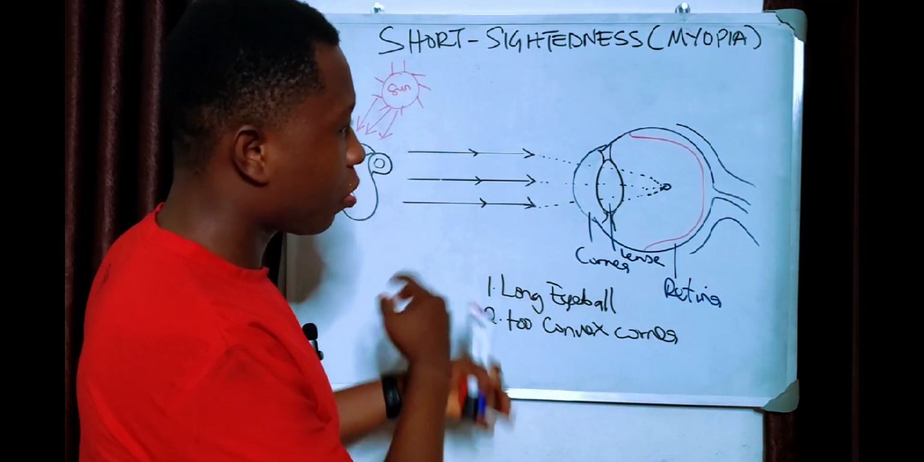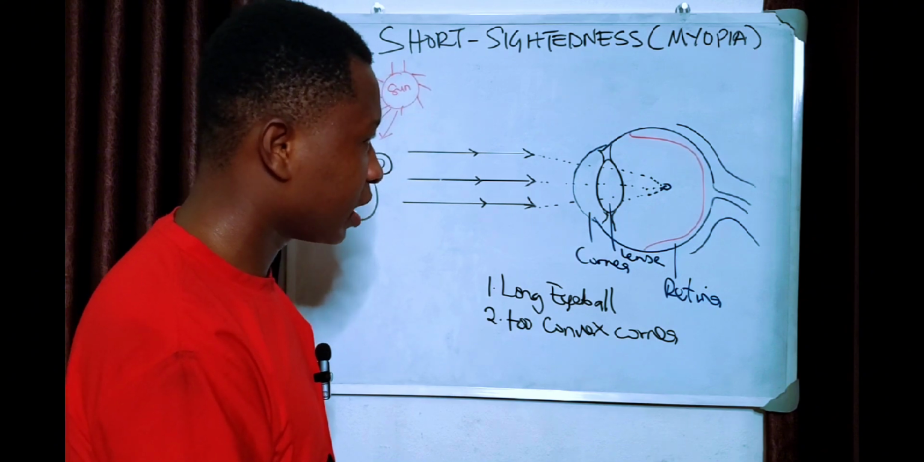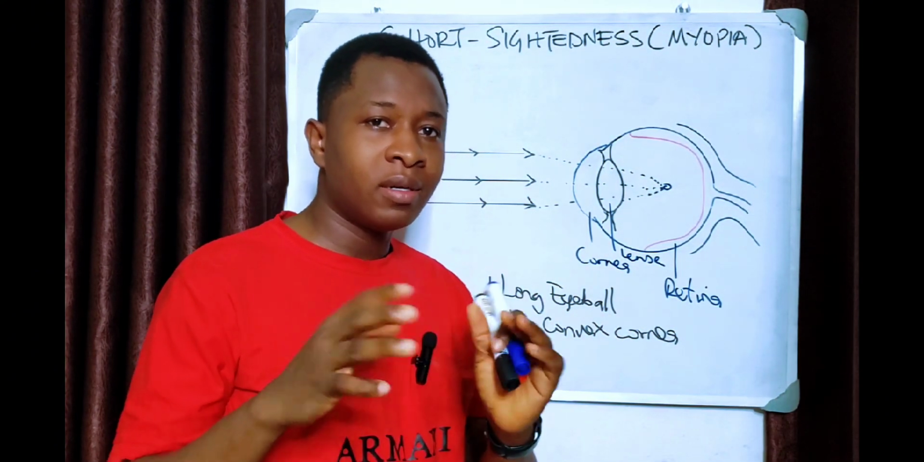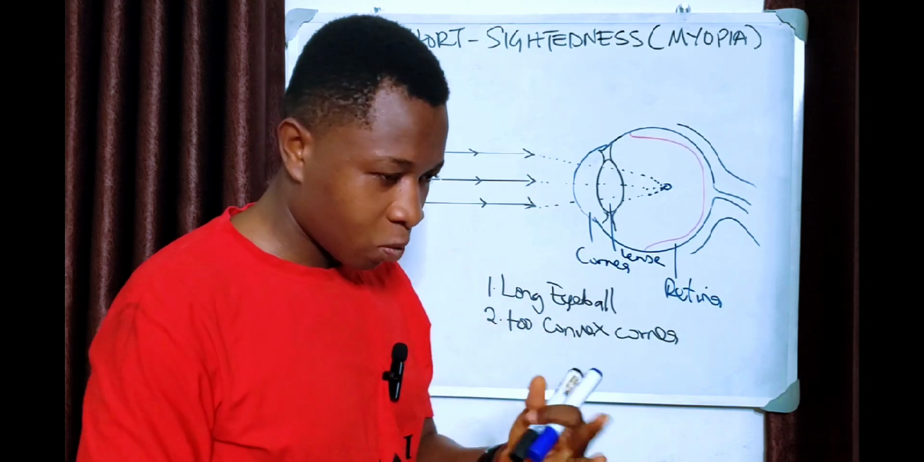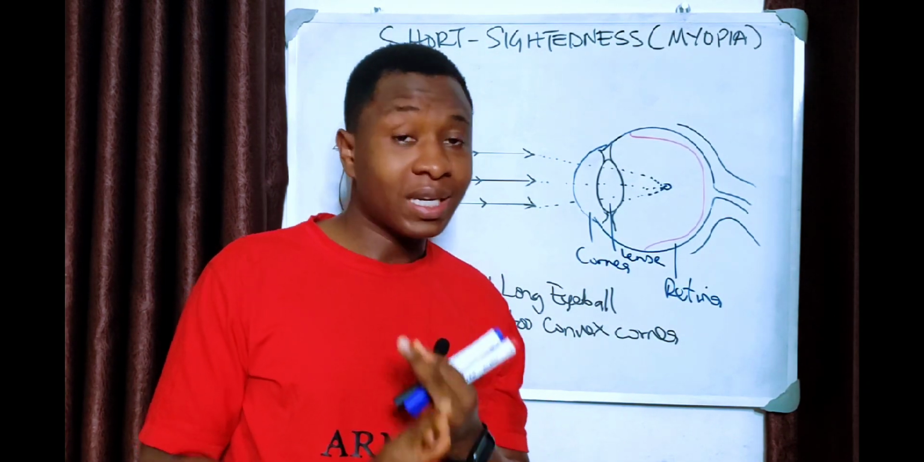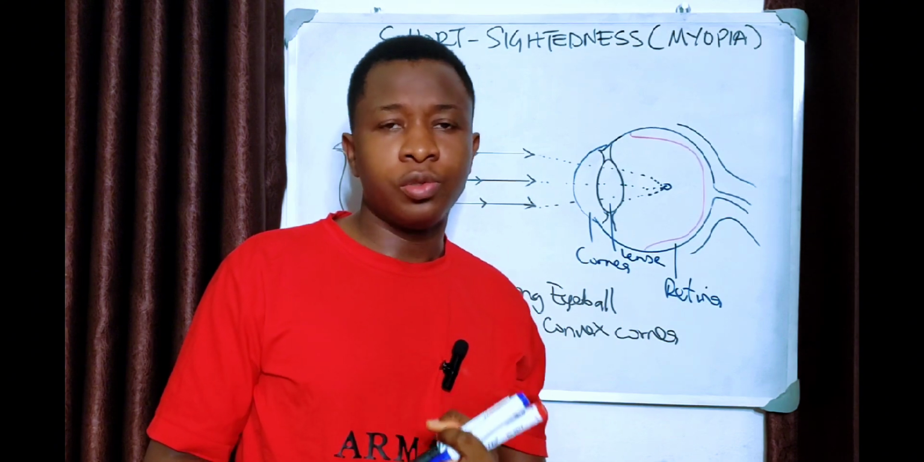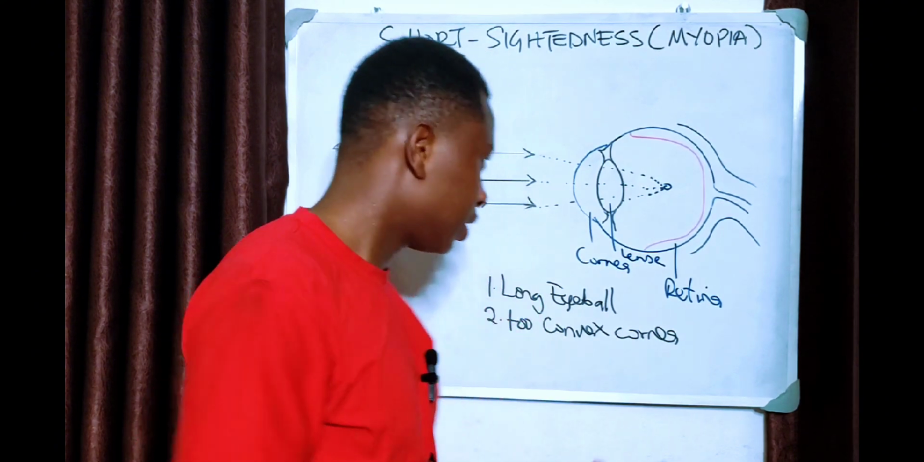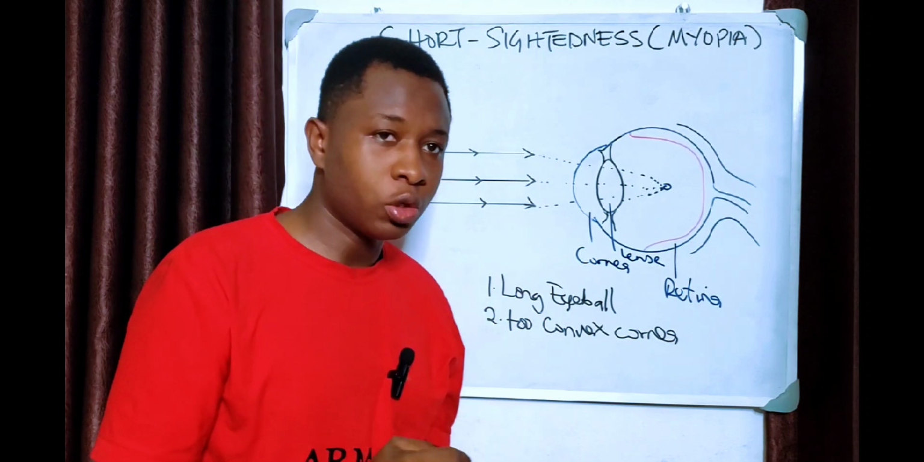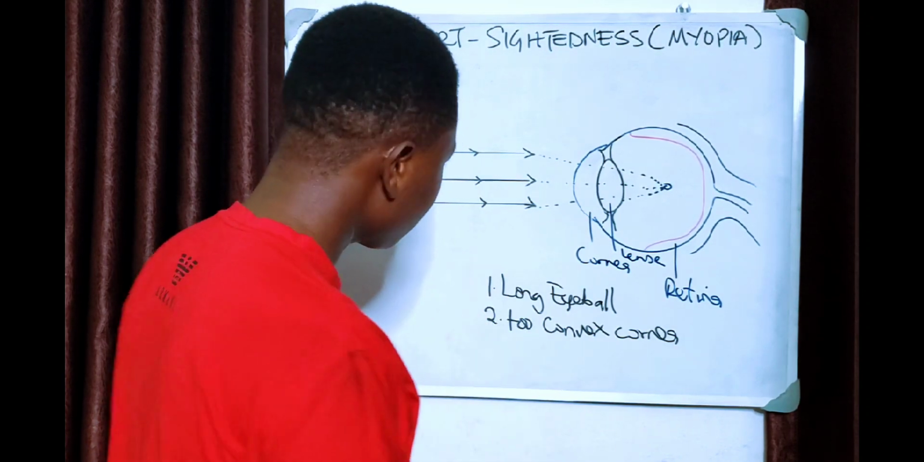Now, how is this corrected? It is mostly corrected with several remedies. One is with glasses. Secondly, you can use contact lenses. Thirdly, you can do surgical operations. Let's look at how you can correct this condition with glasses now.